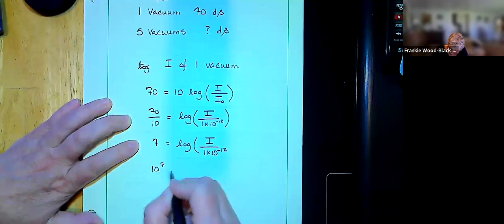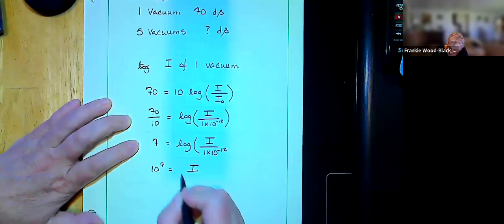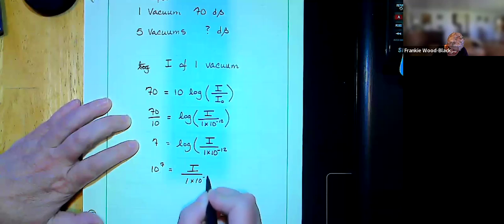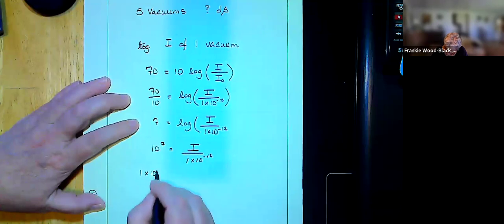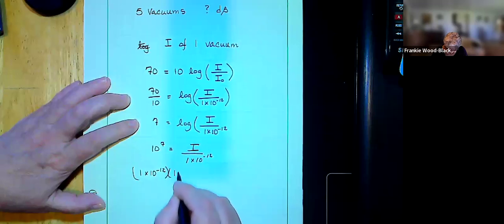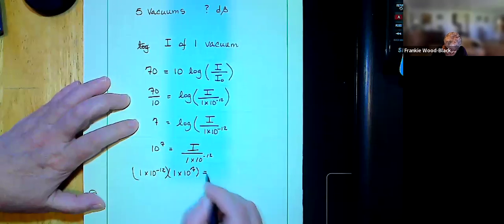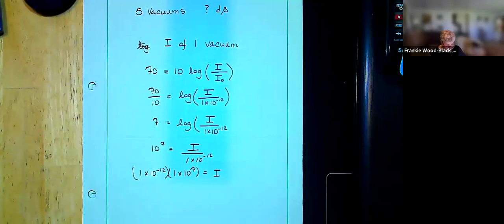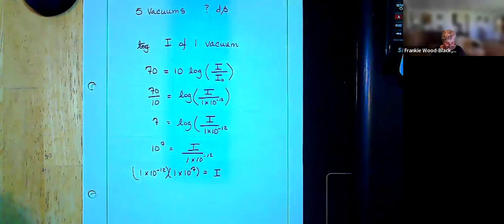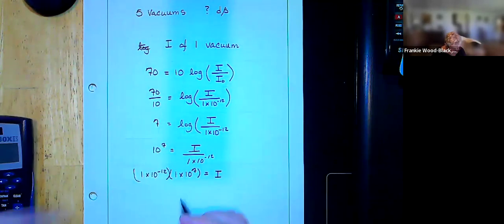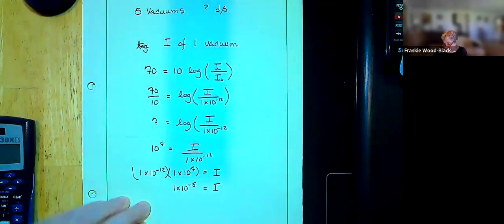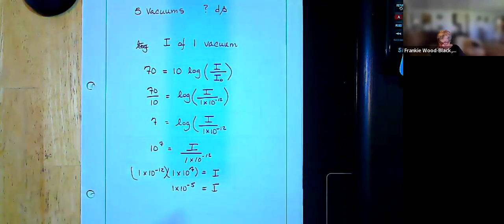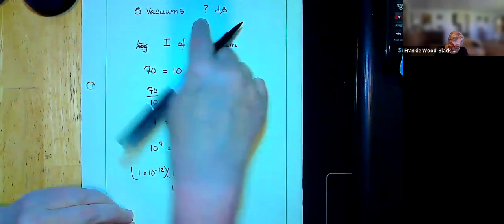I'm going to get 10 to the 7th is equal to I divided by 1 times 10 to the minus 12. So I'm going to get 1 times 10 to the minus 12 times 1 times 10 to the 7th is equal to our intensity. And that's going to be 1 times 10 to the minus 5 is equal to our intensity. So we figured out our intensity, but now we want to do 5 vacuums.